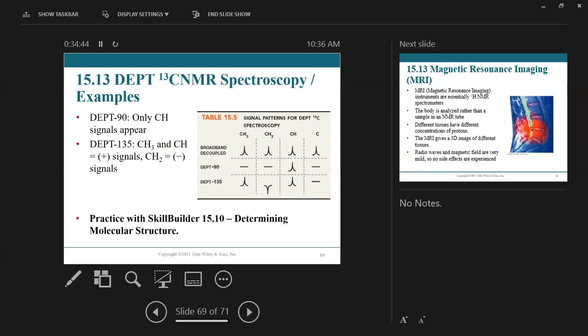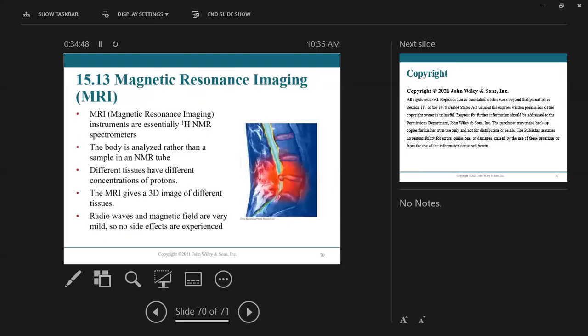This is a different type of NMR. We won't go too much into this. They're just showing you that MRI uses the same concepts as NMR. With MRI images, it gives medical professionals an idea of what's potentially going on.